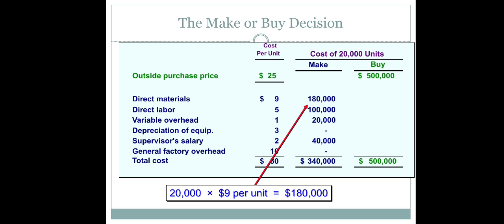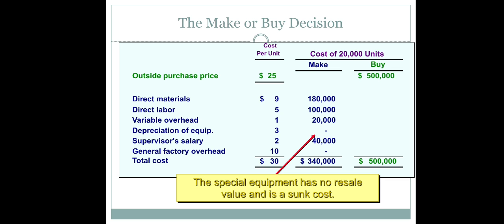Direct labor cost is also relevant because it changes in the different alternatives. If the business is making the part 4A, direct labor is $100,000. Why $100,000? Because $5 times 20,000 units. And then variable overhead is also a relevant cost. It exists if the business makes the product, but does not exist if the business buys the component. So $1 times 20,000 units.